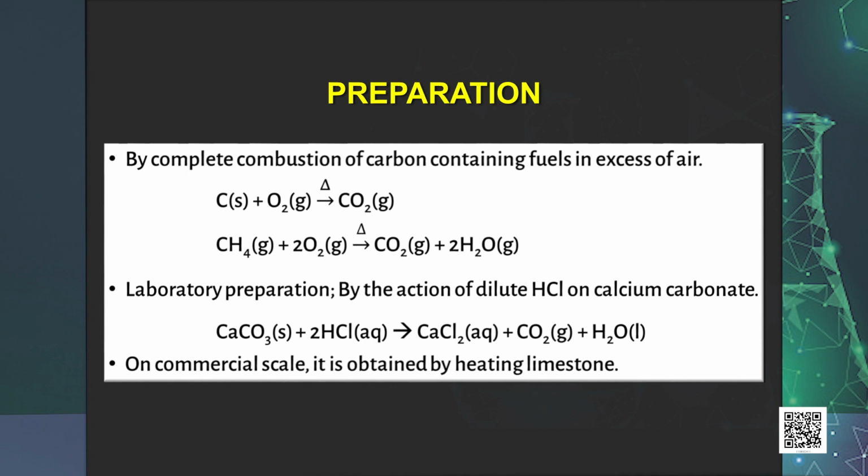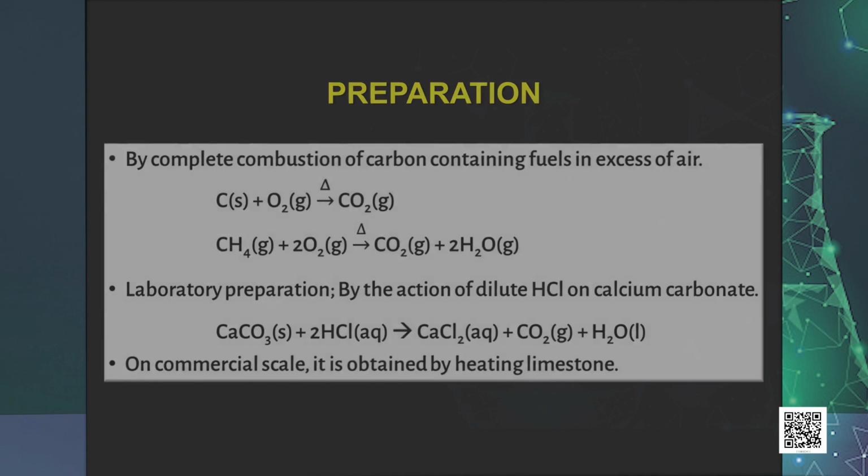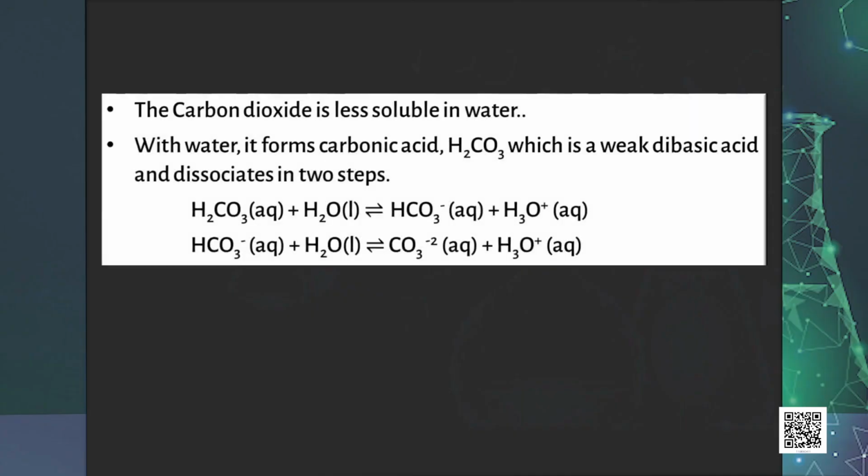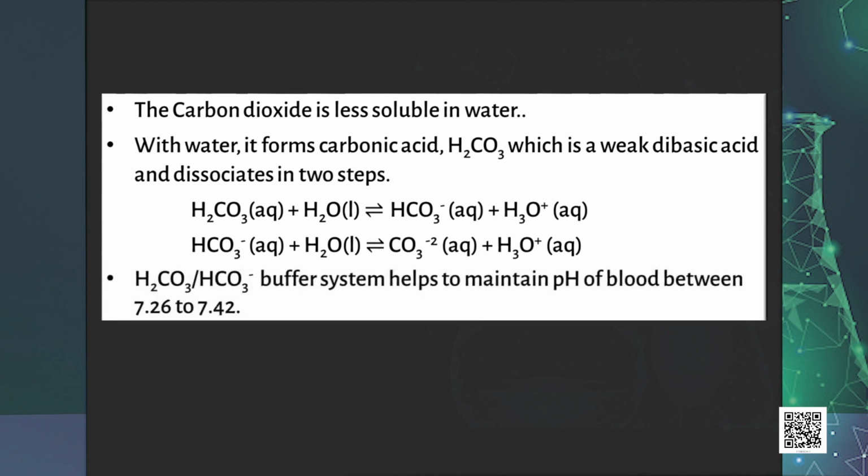On commercial scale, it is obtained by heating limestone. Low solubility of carbon dioxide in water makes it of immense biochemical and geochemical importance. With water, it forms carbonic acid, that is H2CO3, which is a weak dibasic acid and dissociates in two steps as shown on the screen. H2CO3/HCO3- buffer system helps to maintain pH of blood between 7.26 to 7.42.